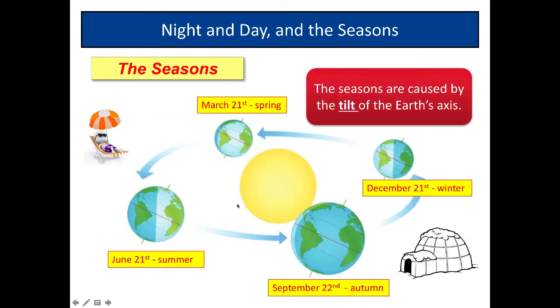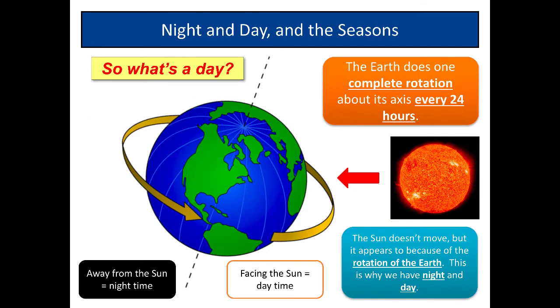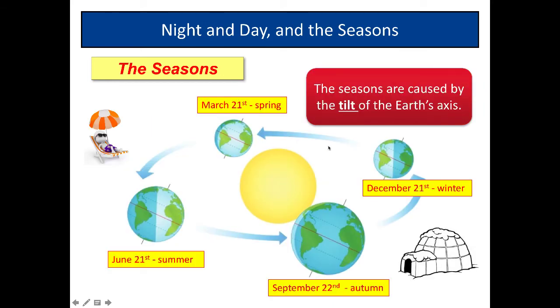Right, so we now know what a year is, we now know what a day is. What about these things called seasons? Seasons are climatic changes, and these seasons are caused by the tilt of the Earth's axis. Go back a slide. Notice the Earth isn't exactly upright. It doesn't spin on an axis that is completely upright like that, but it is in fact tilted. So the seasons are caused by the tilt of the Earth's axis.